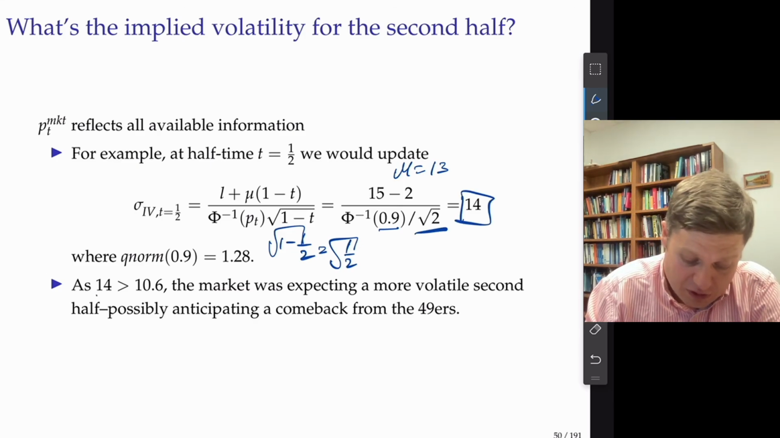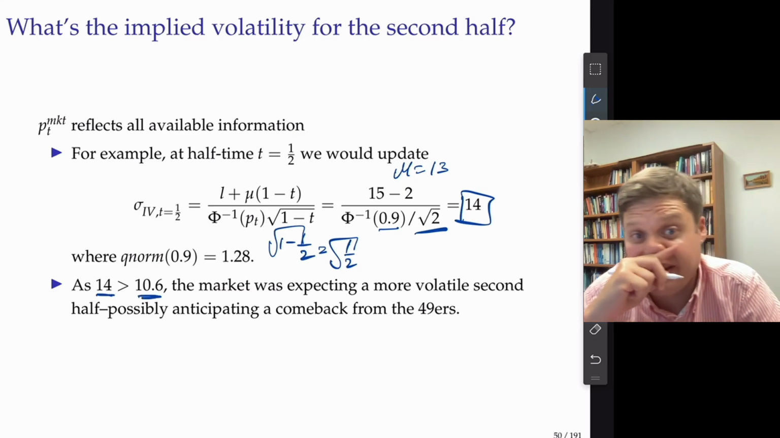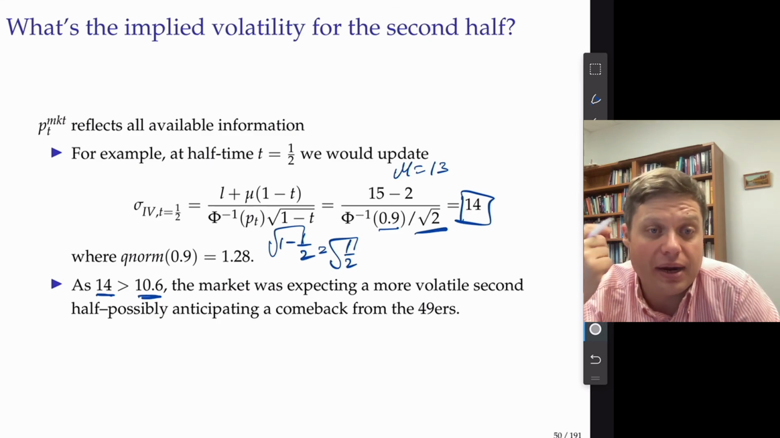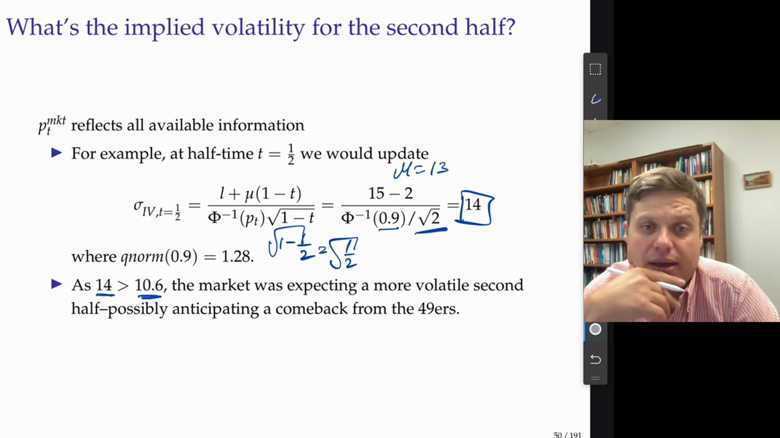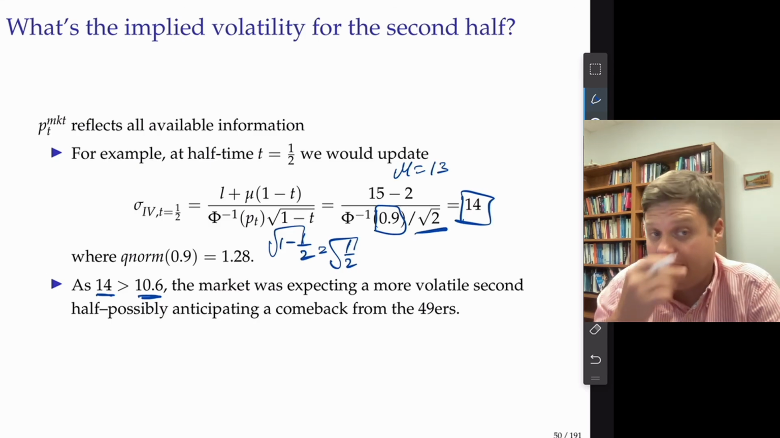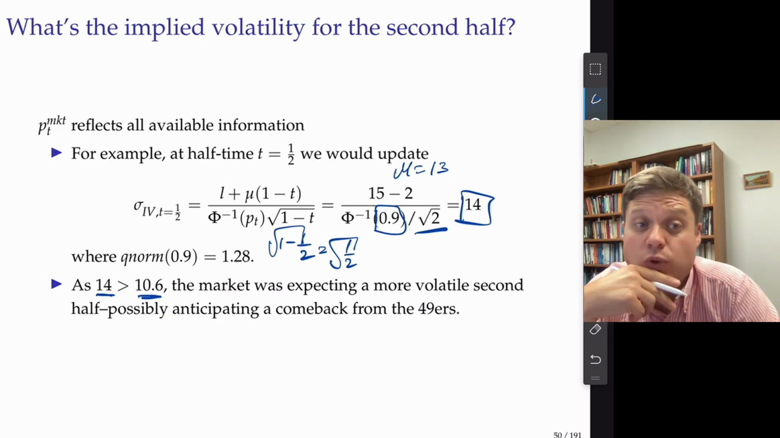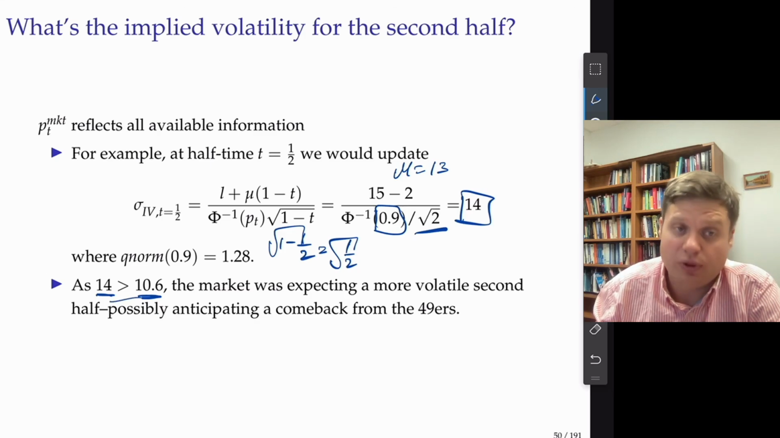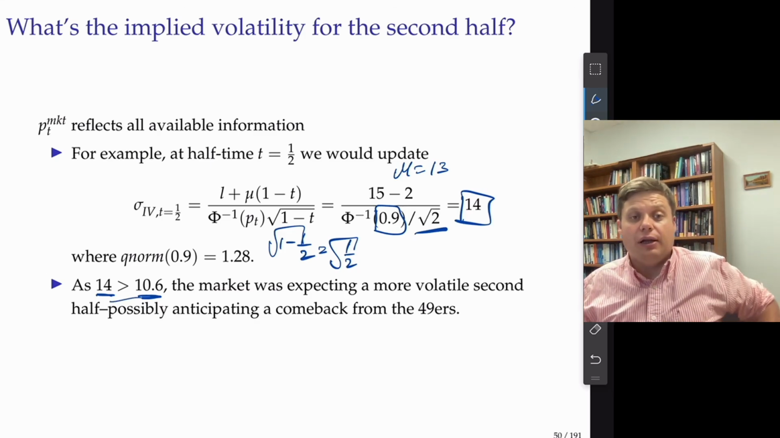And again, so the volatility is 14 versus 10.6. Volatility went up, so the things become a little bit less predictable. The market was expecting a more volatile second half, possibly anticipating a comeback from the 49ers. So that's why this 0.9 tells us that people still, although objectively you should be very confident that Ravens will win at this point, the market still was saying 0.9 because they just assumed that the game will be volatile, and this volatility will lead to Ravens losing the game.